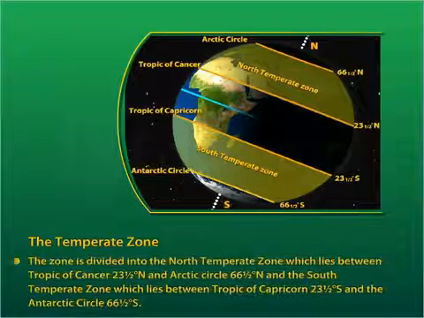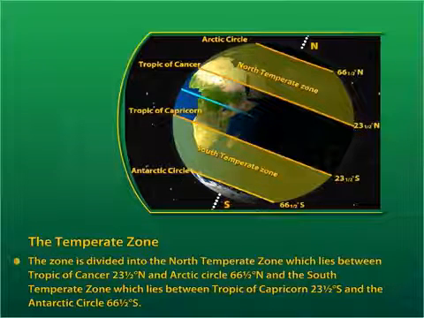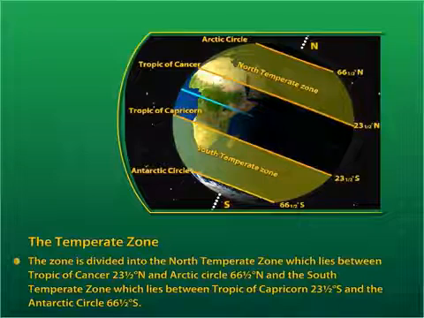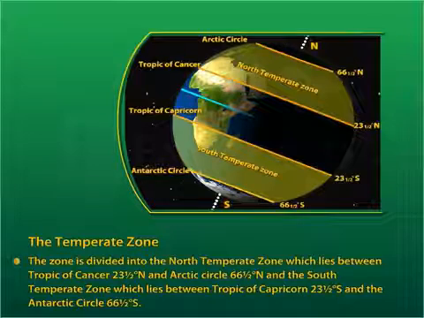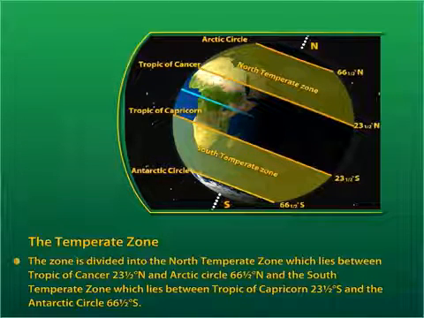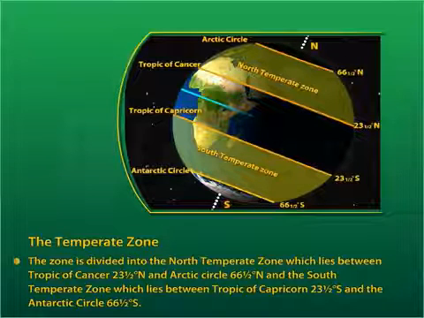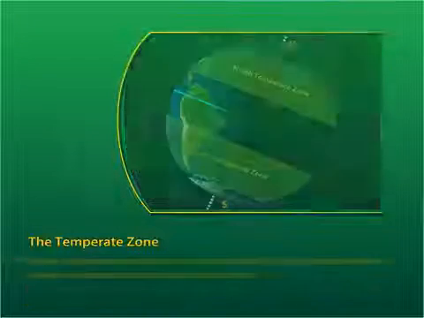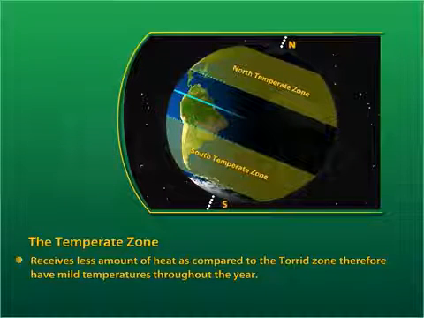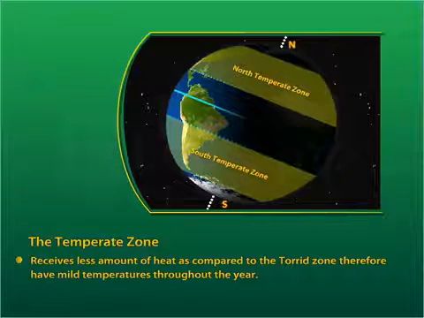Earth. The temperate zone. The zone is divided into the North Temperate Zone, which lies between Tropic of Cancer, 23.5 degrees north, and Arctic Circle, 66.5 degrees north, and the South Temperate Zone, which lies between Tropic of Capricorn, 23.5 degrees south, and the Antarctic Circle, 66.5 degrees south. It receives less amount of heat as compared to the Torrid Zone. Therefore, it has mild temperatures throughout the year.